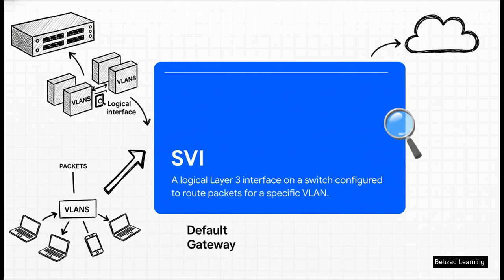And honestly, here's the coolest part. These SVIs act as the default gateway for the devices inside that VLAN. So if a client needs to talk outside its own subnet, it sends its packet straight into this SVI. Boom, your switch is suddenly acting like a massive high-speed router right in the core of your network.